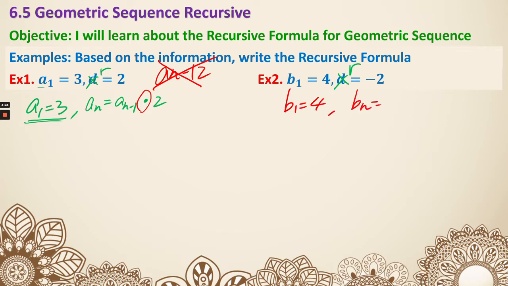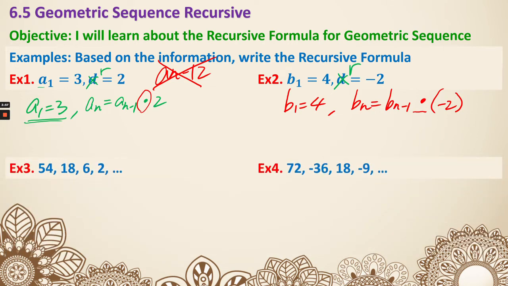Then it's b sub n equals b sub n minus 1 times. Ever since the beginning of school year, I have been saying whenever you multiply by a negative number, please put that inside parentheses. So I'm going to put the negative 2 inside parentheses, and right before it, again, make sure to write the multiplication sign. That's example 2. Next, example 3 and 4. We still need to list our first term, which is 54, right here.